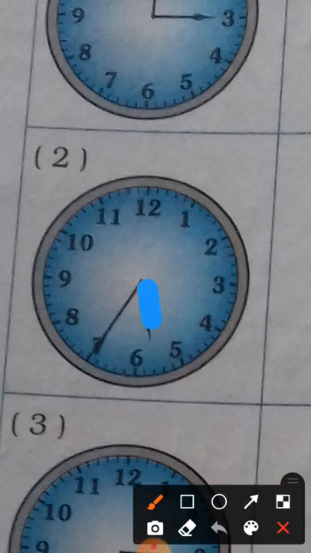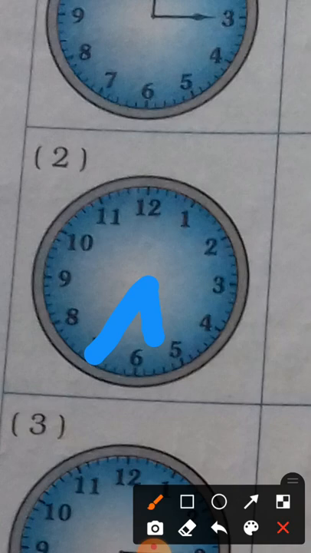The hour hand is on 5 and the minute hand is on 7. The hour hand is not exactly on 5, it is between 5 and 6. It means it is already 5 o'clock but not 6 o'clock. It is 5 o'clock and after 5 o'clock some minutes have passed. So how many minutes are over after 5 o'clock?